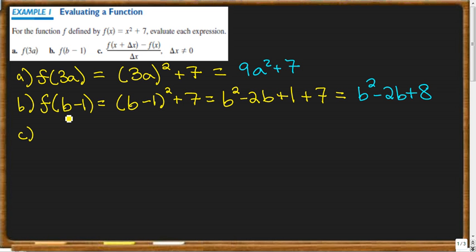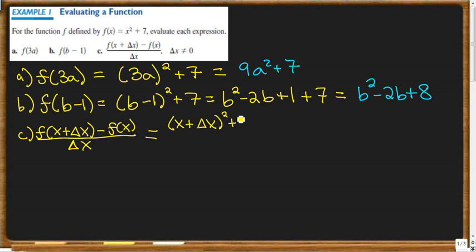For c, this one's a little more complicated. We are doing the slope formula, basically, of this. So you get f of x plus delta x minus f of x over delta x. Okay, so f of x plus delta x, again, we square our input, which is going to be x plus delta x. We then add 7. We then subtract away our original function, which is x squared plus 7. Very important that we put brackets in this because we're subtracting. And then we divide by delta x.